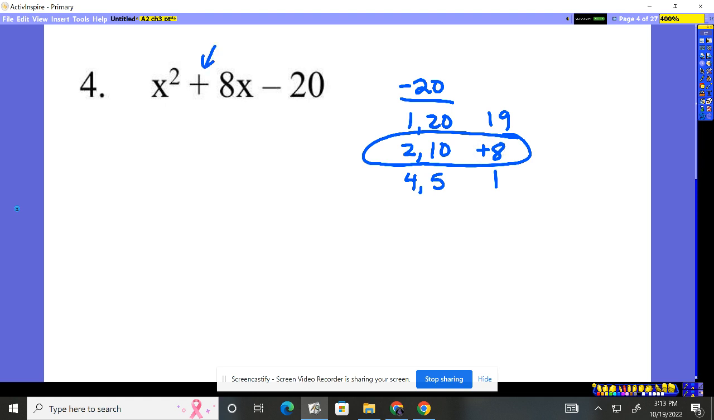You want to create more of a gain than you do a loss. That means you need the positive on the bigger number, the negative on the 2, because a positive 10 take away 2 gives you a positive 8. So that tells me this is an x minus 2 and x plus 10. And I could always distribute through and shake hands and see that it gives me that answer. There's problem 4.